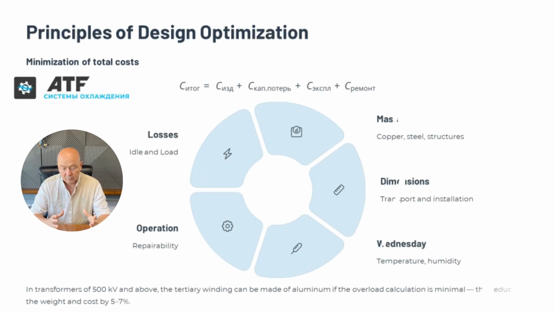The main goal is to minimize the total cost. The calculation is shown on screen as total cost equals cost of manufacturing, plus cost of capitalized losses, plus cost of operation, plus cost of repair. The engineer compares no load and load losses, mass and cost of copper and steel, dimensions important for transportation and installation, environmental conditions such as temperature, humidity, and accessibility, standards for service and repairability.